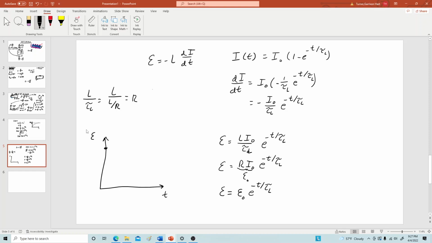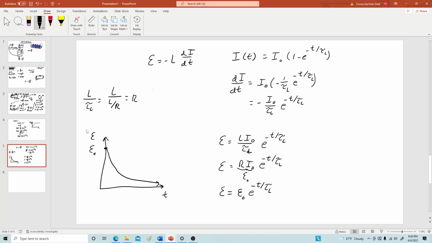So whatever the initial potential across the battery is, what this is telling you is that all of it is felt across the inductor at first. All of it is felt across the inductor at first. And as the current grows and the effect of the inductor dies away, the current is going to grow with that growth rate, and the potential across the inductor is going to decay away exponentially.